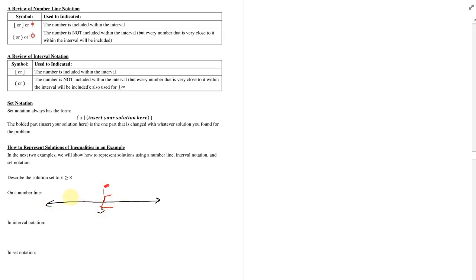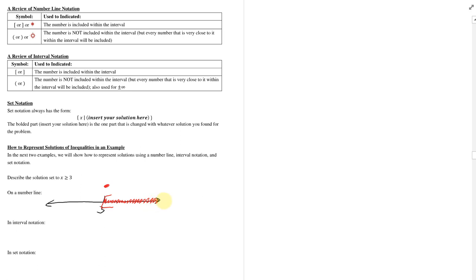So where are my x's, where are my answers bigger than 3? Over here on the left side, or on the right side? It would be on the right side. This side over here, this is all the numbers that are greater than or equal to 3. So that would be what your solution looks like on a number line.